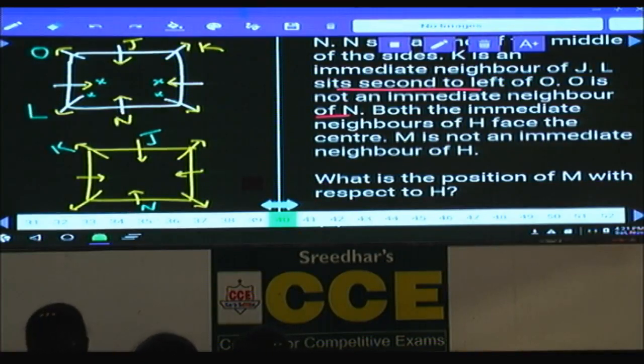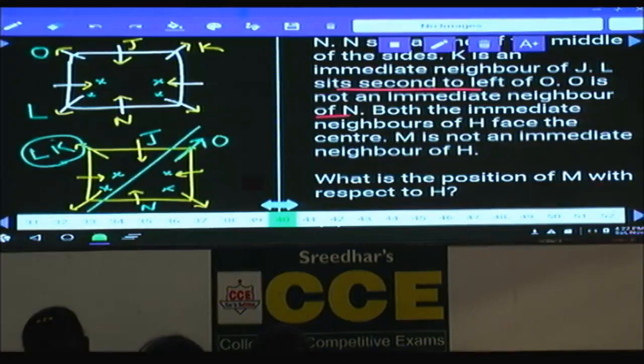Then coming to the second case, O is not an immediate neighbor of N. O cannot be in these 2 places and O cannot be at the center of these 2. Why? Because if O is here, then L must be in the place of J or N, which is not possible. The only possibility is that O is here. If O is here, L sits second to the left of O. This O is facing away from the center. If L sits second to the left of O, L and K must be in the same place, which is not possible. And the second case became invalid. Now we are left with only one case.